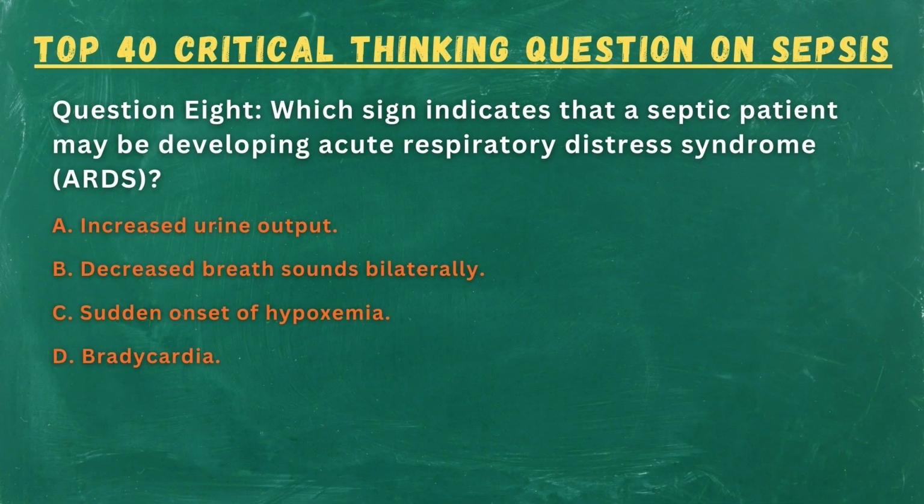Question 8. Which sign indicates that a septic patient may be developing acute respiratory distress syndrome, ARDS? A. Increased urine output. B. Decreased breath sounds bilaterally. C. Sudden onset of hypoxemia. D. Bradycardia. Answer. C. Sudden onset of hypoxemia.